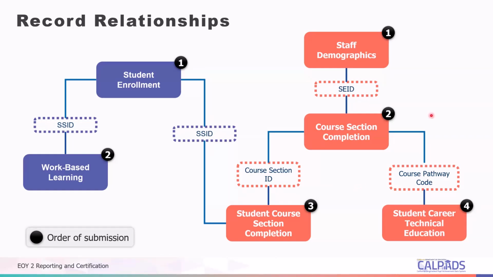So also bear in mind that some of these files, particularly the course section completion, student course section completion, and student career technical education, are all replacement files, meaning they may overwrite existing records once you introduce a new file into the system. So please bear in mind all of the operational keys that will be used to overwrite files.